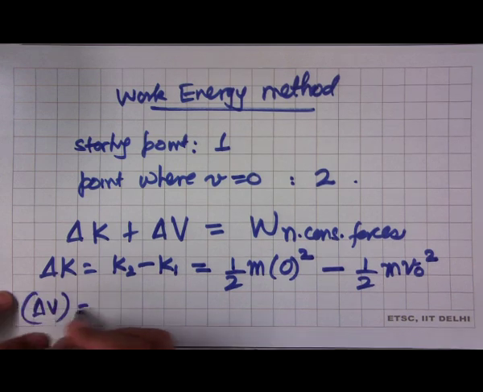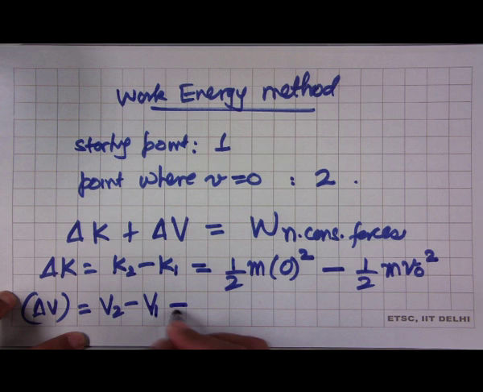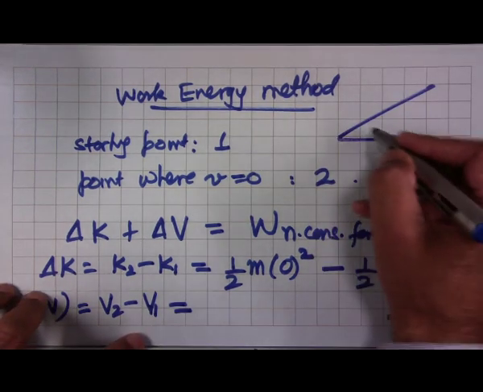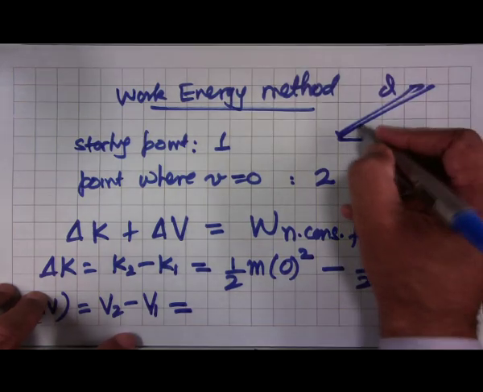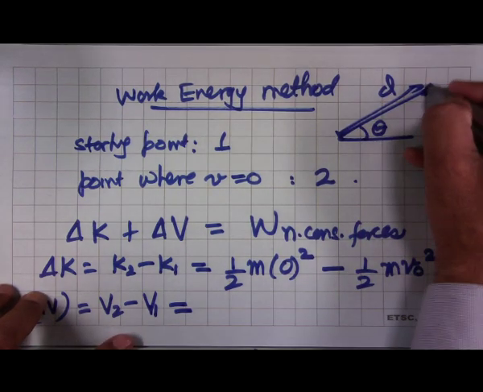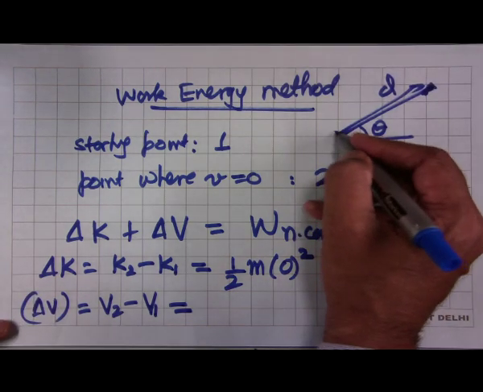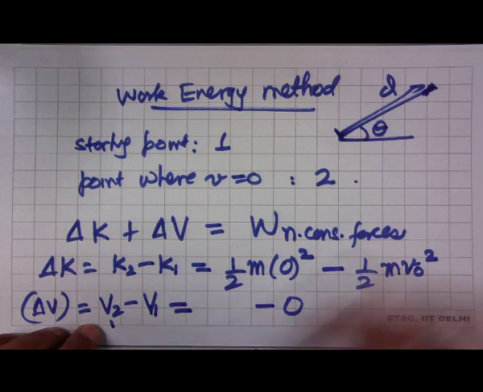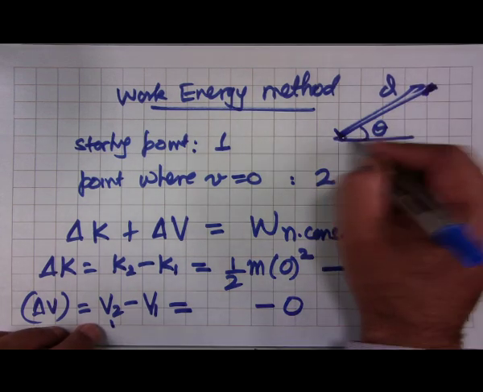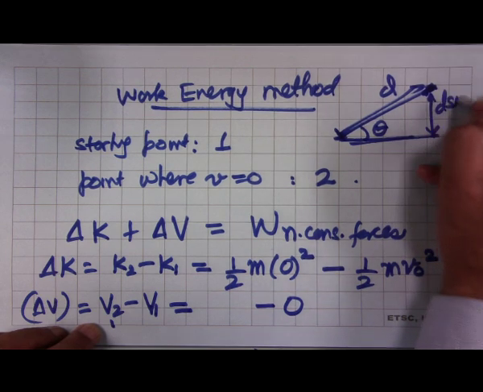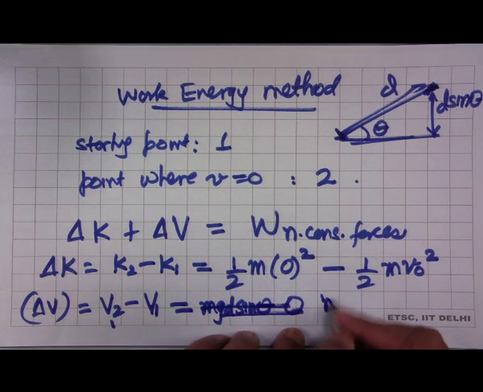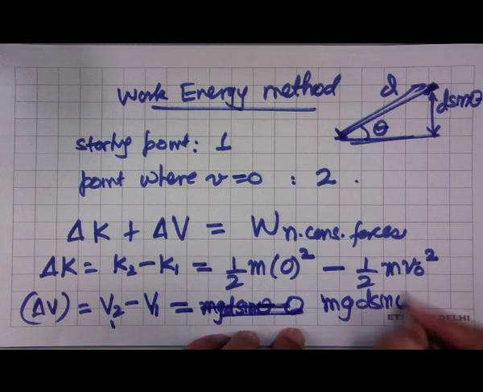Change in potential energy is equal to V2 minus V1. Let us take the highest position. So, this is the block, this distance it moves is d, this angle is theta. Let us take the potential energy at the starting position to be 0. So, V1 we take as 0, and V2 will be the height of this point with respect to this. This height will be d sin theta. So, V2 will be equal to mg times d sin theta, and V2 minus V1 is mg d sin theta minus 0.